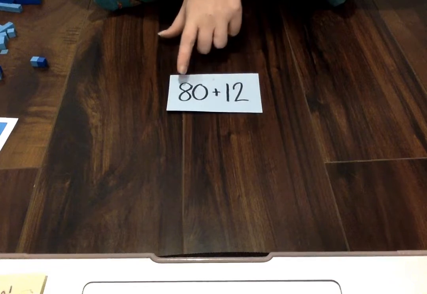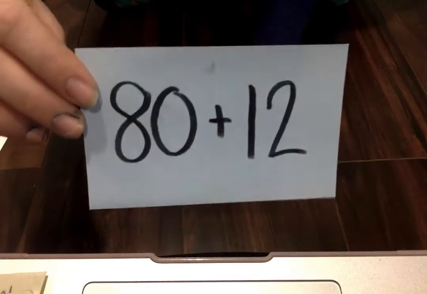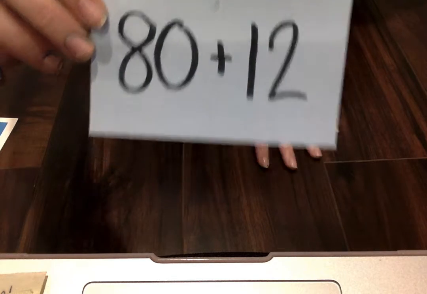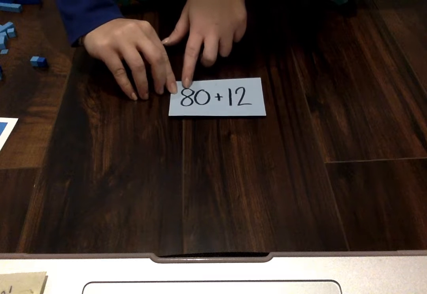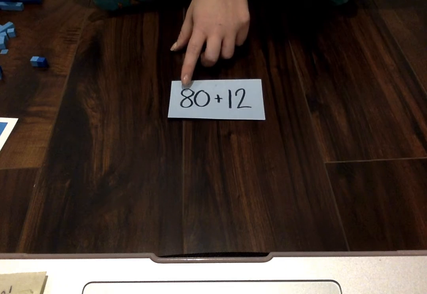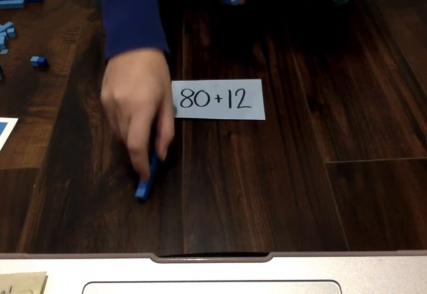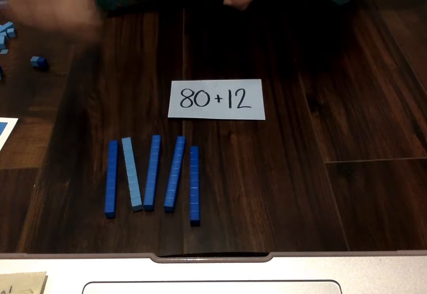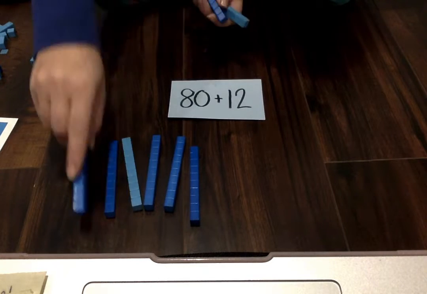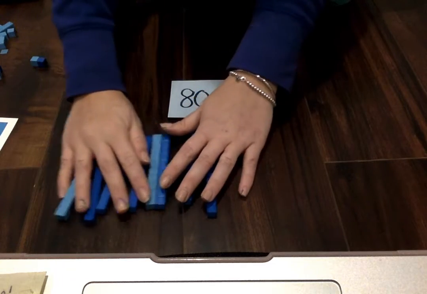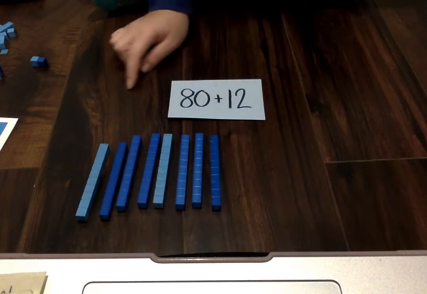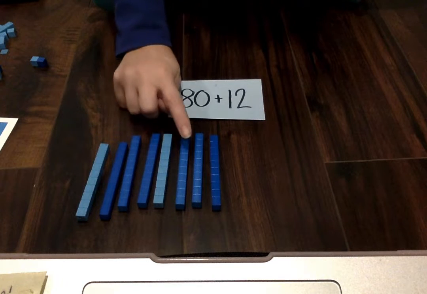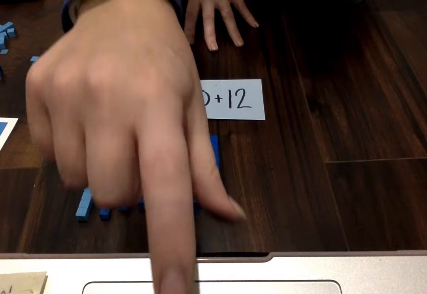Okay, so in this number, oh my goodness, 80 plus 12. I'm trying to read backwards. 80 plus 12, a 1 and a 2 is 12. So I see in this number that there's an 8 in the tens place. So I'm going to need 8 tens. 1, 2, 3, 4, 5, 6, 7, 8. Let's check. 10, 20, 30, 40, 50, 60, 70, 80.